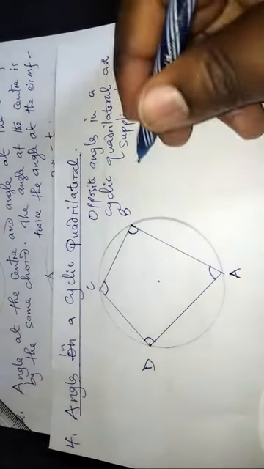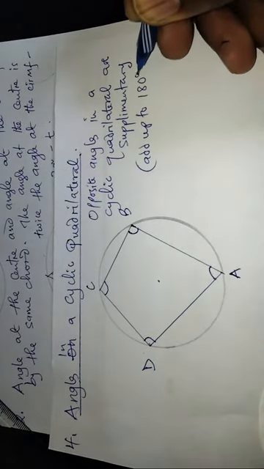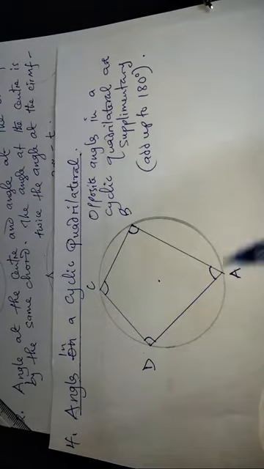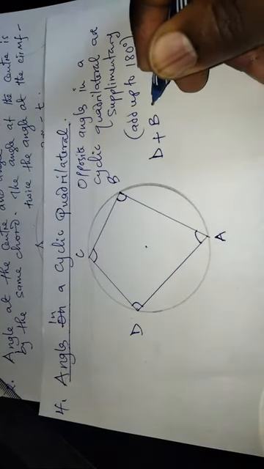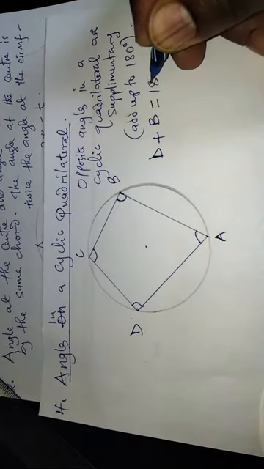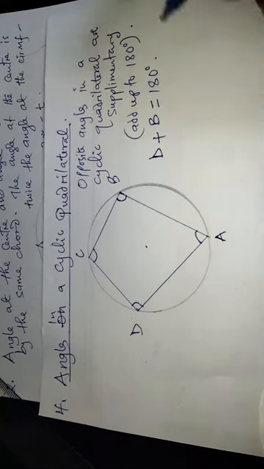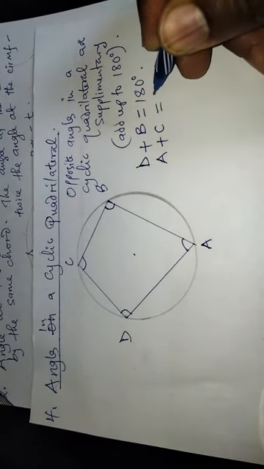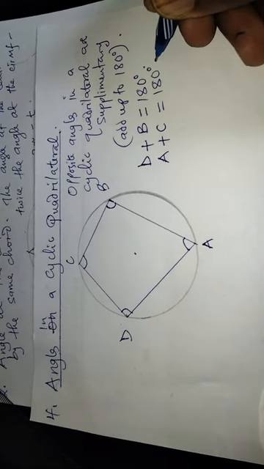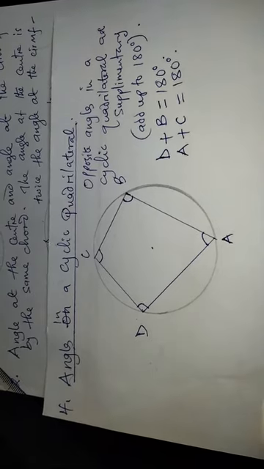Supplementary means that they add up to 180 degrees. For instance, using the figure here, we can say that the angle D plus the angle at B should give us 180 degrees. They are opposite angles in a cyclic quadrilateral. Similarly, the angle at C plus the angle at A should give us 180 degrees. Therefore, that is something to be noted. That is a property to be understood.